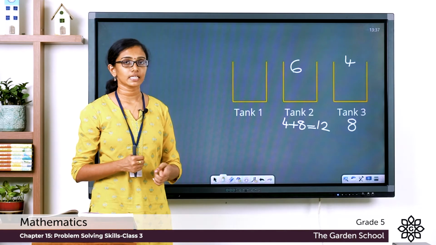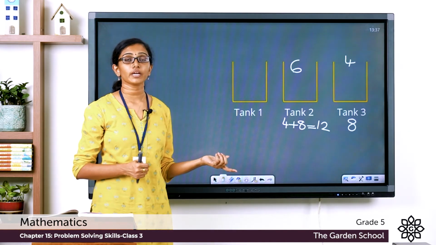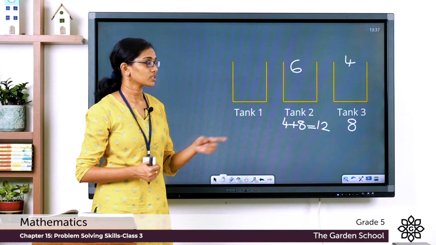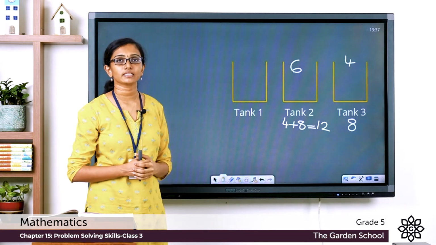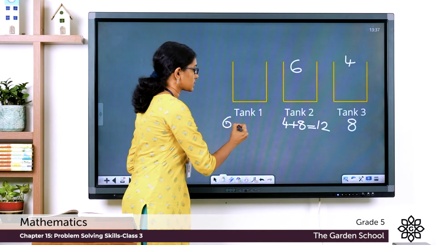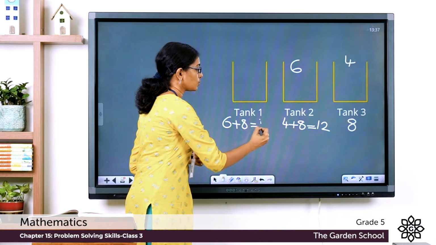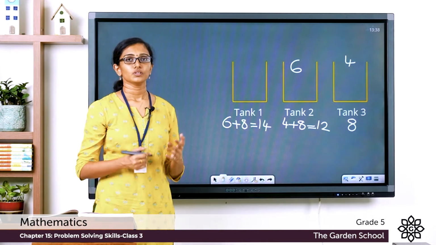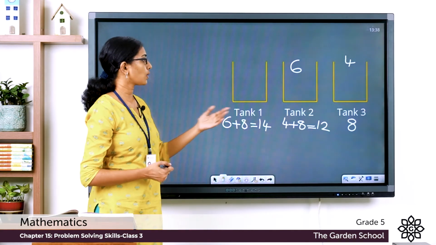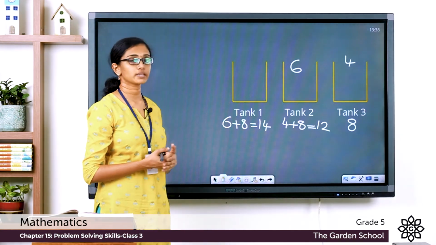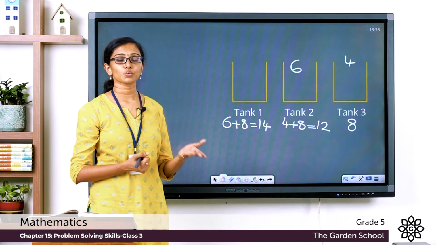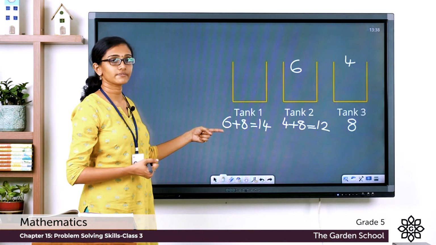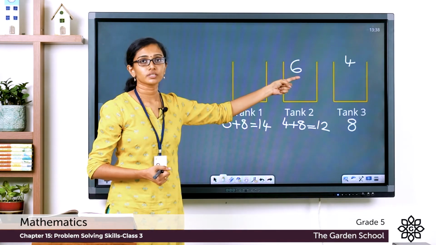So after taking a dip in tank 1, she gave away 8 flowers to a girl. So the number of flowers here would be this 6 plus that 8, which would be 6 plus 8 is equal to 14. So after coming out of tank 1, she had 14 flowers with her, and out of these 14 flowers, she gave away 8 flowers to a girl. So she was left with 6 flowers with which she moved to tank 2.